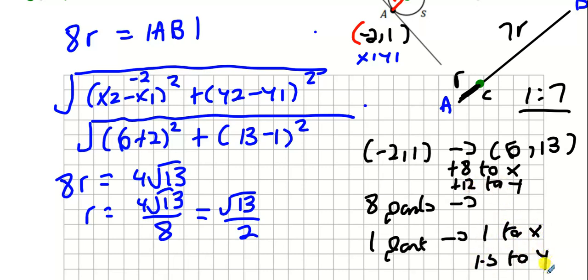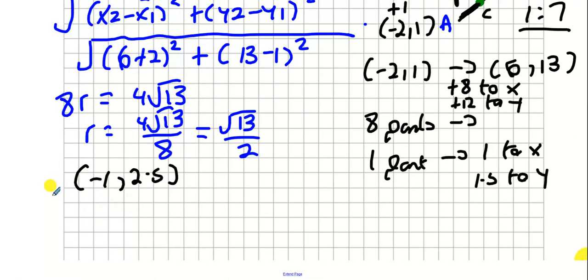So the point A, which is (−2, 1), I just add 1 onto the x value, so plus 1 to the x value will be minus 1. And then plus 1.5 to the y value will be 2.5. And there lies my center of the circle, and that's my h, k value. And this here is my r value.